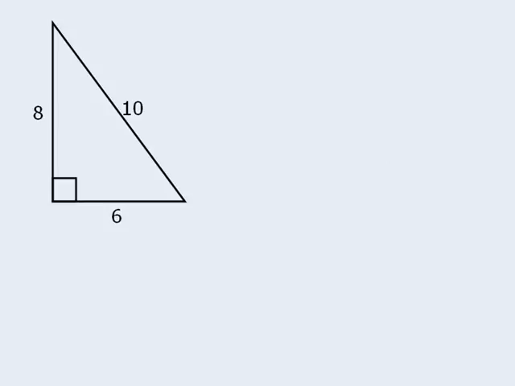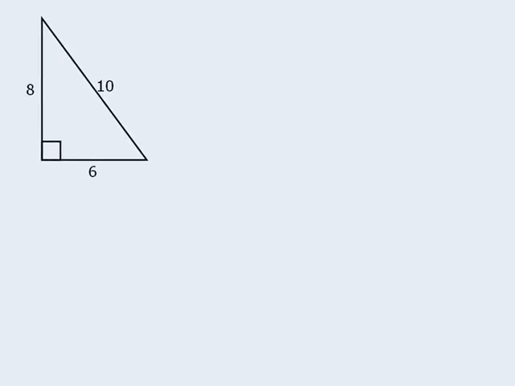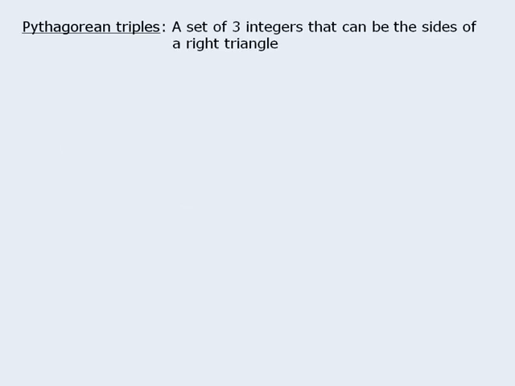Here, the lengths 6, 8, and 10 make up something called a Pythagorean triple. A Pythagorean triple is a set of three integers, or whole numbers, that can be the sides of a right triangle. These triples are important because they show up frequently on tests. The most common Pythagorean triple is 3, 4, 5, which represents a right triangle with lengths 3, 4, and 5. Notice that these three integers nicely satisfy the Pythagorean theorem.